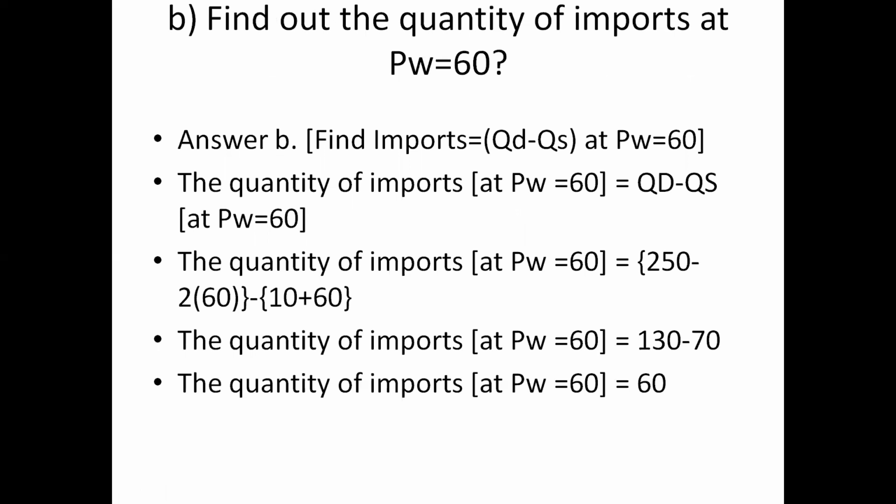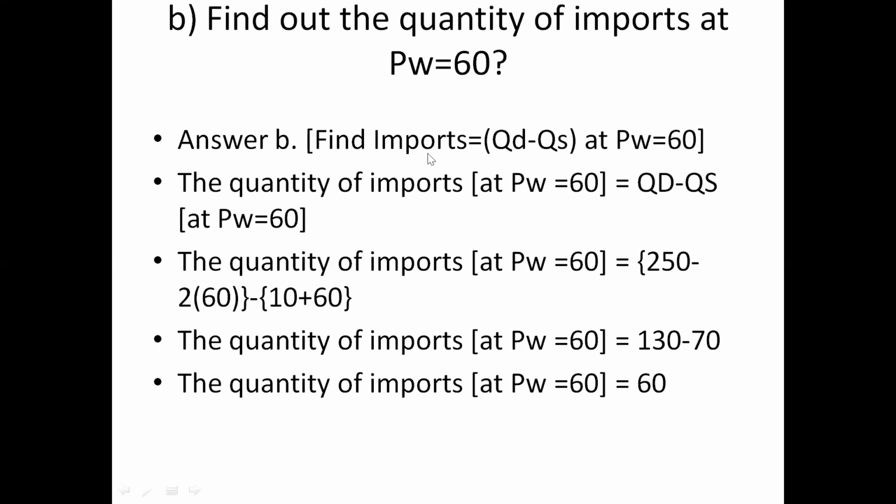Now find out the quantity of imports at price 60. So now we know that the price is 60 in the world market. So what will be the amount of imports? How do we calculate the amount of imports? Simply, we subtract quantity supplied from quantity demanded. So let's find out the amount of imports at price equals 60.